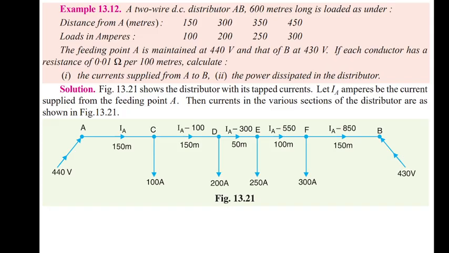To analyze the system, we assume a current supply from point A and determine how it decreases as loads are drawn at intermediate points. By considering the resistance of the conductors and applying basic circuit analysis principles, we can calculate the current distribution in each section of the feeder as well as the total power losses in the system. So this example helps show how load distribution and line resistance affect voltage levels, current flow, and overall system efficiency in a DC distribution network. So this is similar to the previous one.